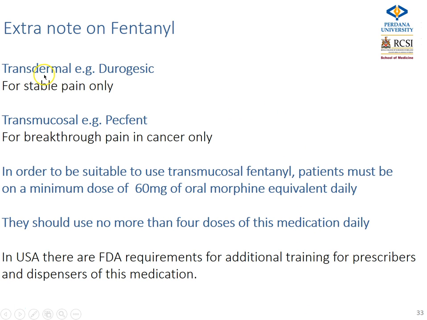Fentanyl should only be used for stable pain only. It's a very slow-acting drug and takes about 72 hours to reach steady state. And people should already be on a fairly steady dose of long-acting morphine equivalent to 60 milligrams total daily dose before they go on to transmucosal fentanyl.